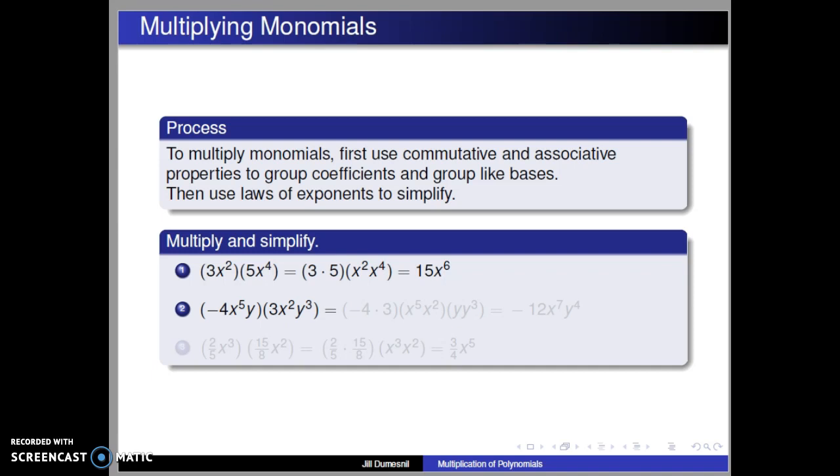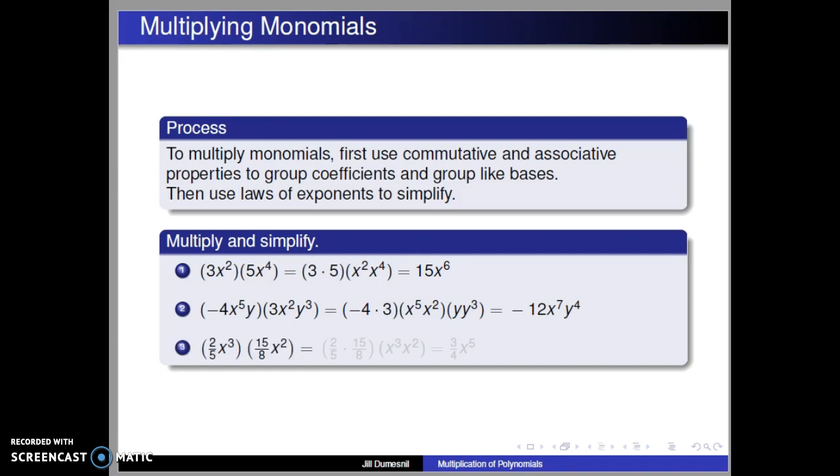If we have more variables, we use the same procedure. Reorder and regroup the factors, putting the constants together and the like variables together. Then simplify.